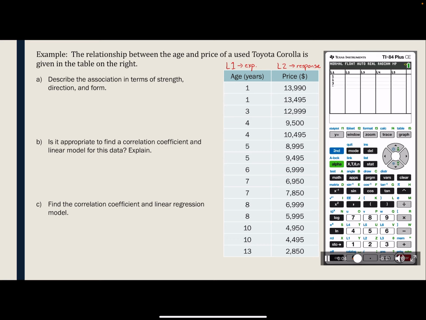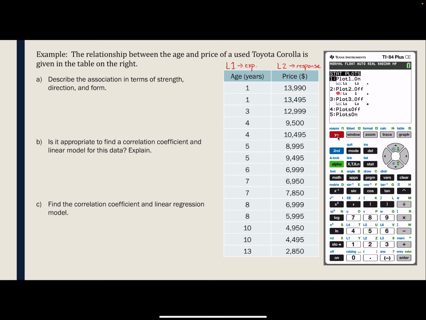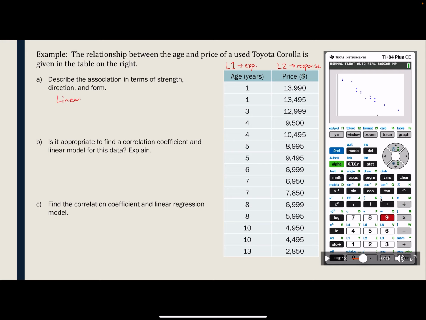Again, stat edit to put into L1 and L2. Go to stat plot, make sure it's on, choose scatter plot with L1 and L2, and then go to zoom 9. And there's our scatter plot. This looks very good. It's linear, it's negative. It looks strong for sure. The points are close together, and I don't see any major outliers.